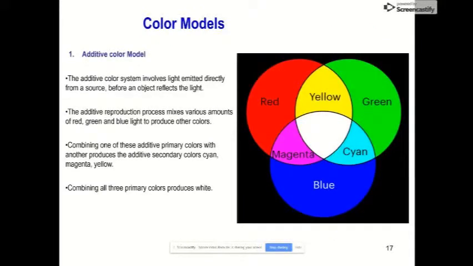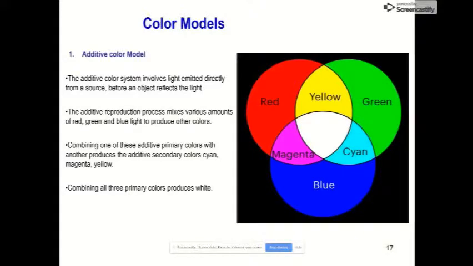We have two color models: the additive color model and the subtractive color model. The additive color model is a combination of red, green, blue. If you take a black screen and place red and green, the combination of red and green gives yellow, the combination of red and blue gives magenta, and the combination of green and blue gives cyan, and the combination of red, green, blue together gives white color.